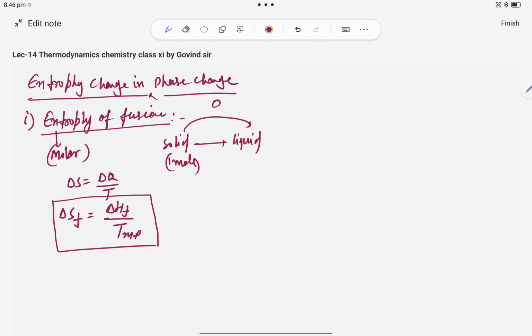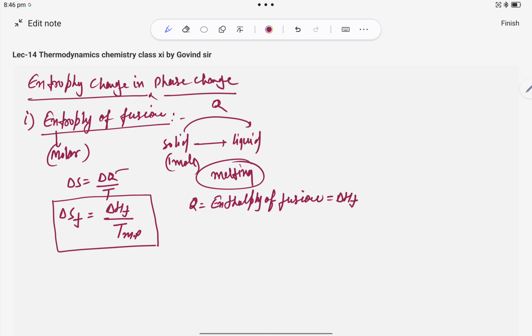So what is the process energy involved? And that is called melting. So Q is equal to enthalpy of fusion, that is equal to delta HF. So here that Q is delta HF. So here T is constant, children. Okay, so that temperature is the melting point.